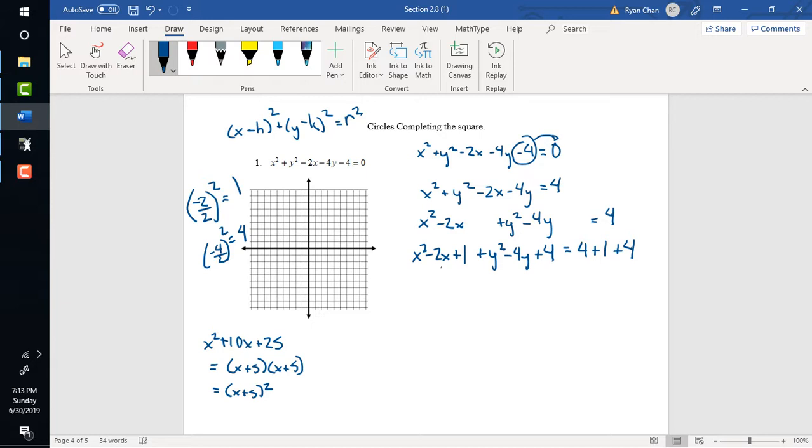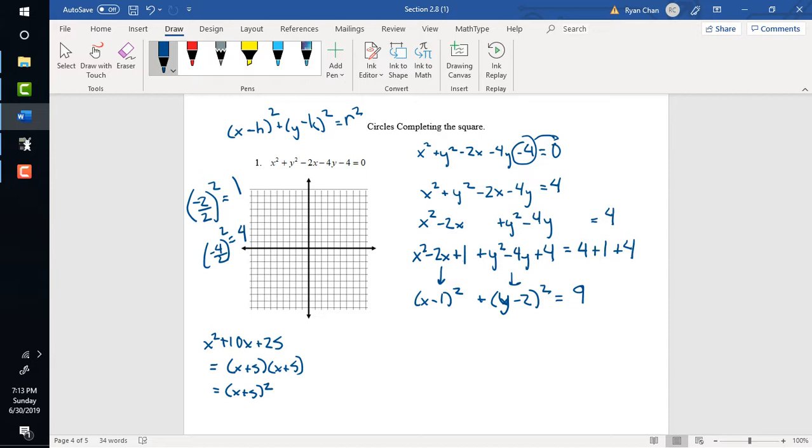So what does this factor to? This factors to (x minus 1) squared. And then this factors to (y minus 2) squared. I can add the rest of them up, and this becomes 9. Now some of you are probably wondering, how did I get x minus 1? How did I get y minus 2?